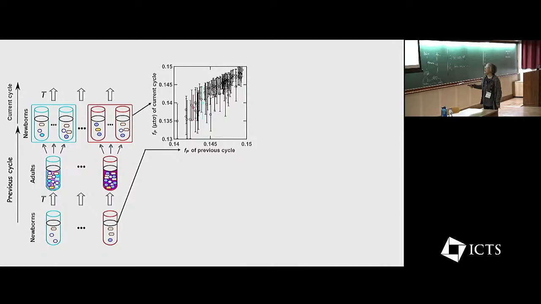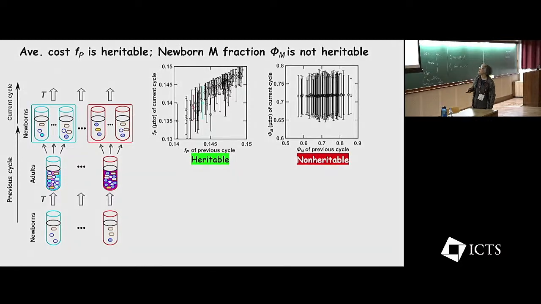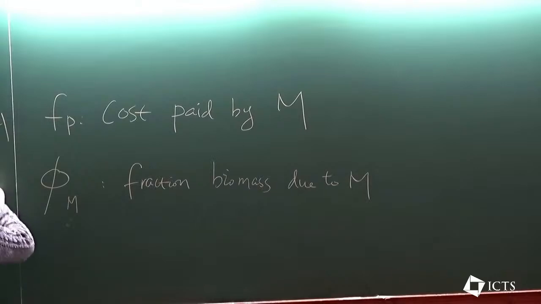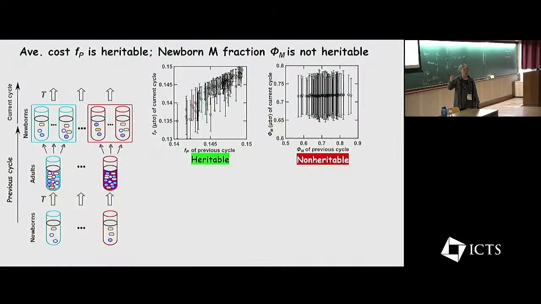And then we look at, so now it's heritable, but if we look at the composition of M, it's not. So that's a culprit, right? So it's not heritable. And then you can ask, well, these two, right? One's heritable, the other one's not. So then we will see how much do these contribute to the heritability of community function?